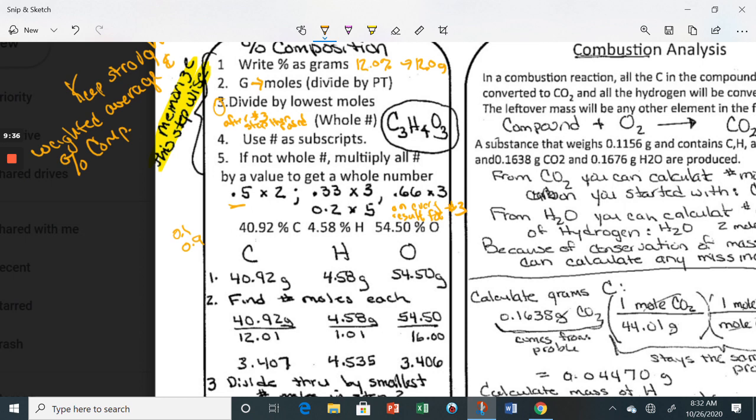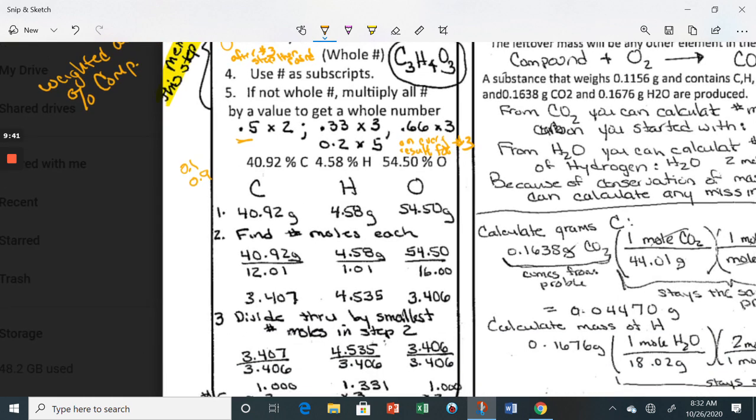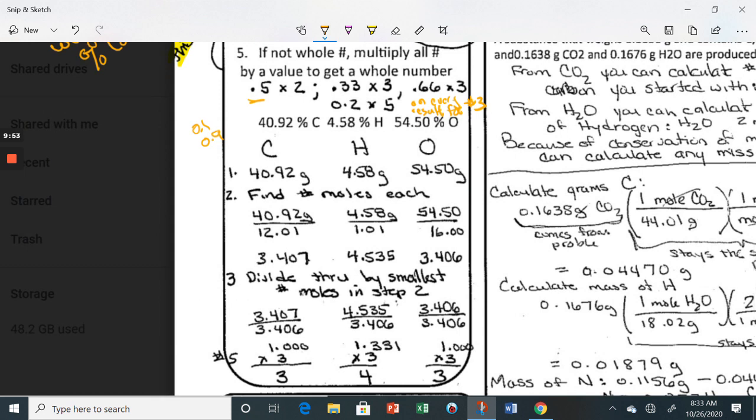Okay, so here's an example. I'm given the following percentage: 40.92% carbon, 4.58% hydrogen, 54.50% oxygen. What's its empirical formula? Well, first step, just take the percentage and make it grams. So see, all I did was take this and say, okay, now it's a gram. Now all that percentage has become a gram. I go to the periodic table.